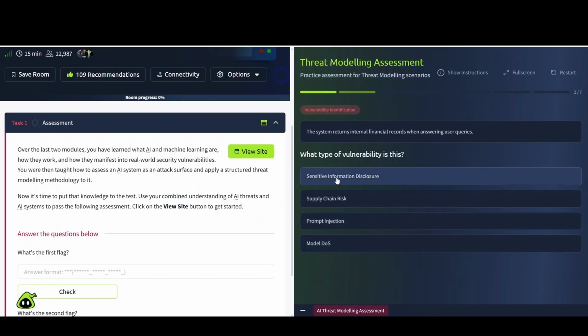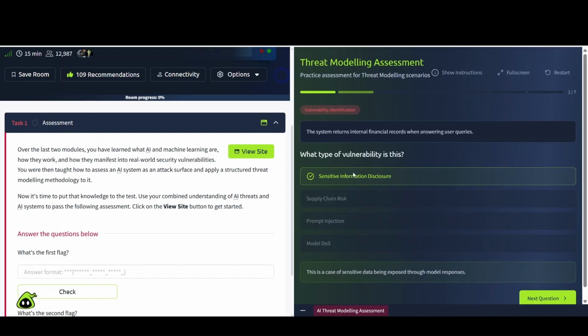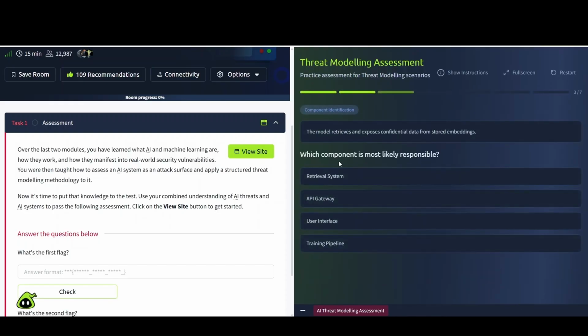So it can be prompt injection or sensitive information disclosure. And it says financial records when answering user queries. All right, so I'm going to go with maybe the best answer here: sensitive information disclosure, since it does mention financial records. So let's go with that. Okay. This is a case of sensitive data being exposed through model responses. The model retrieves and exposes confidential data from stored embeddings.